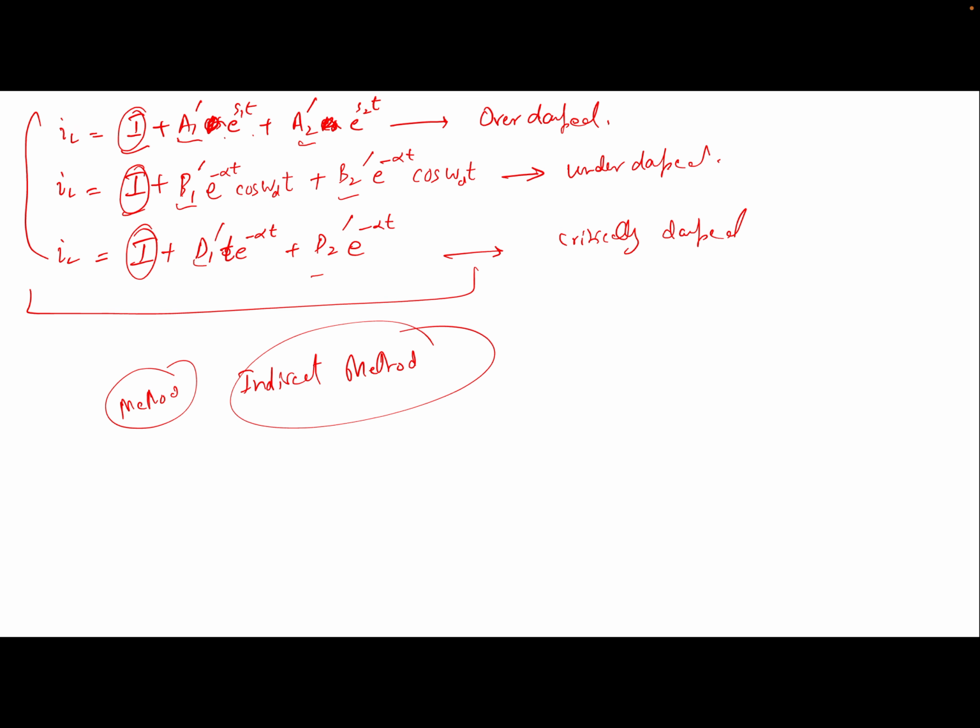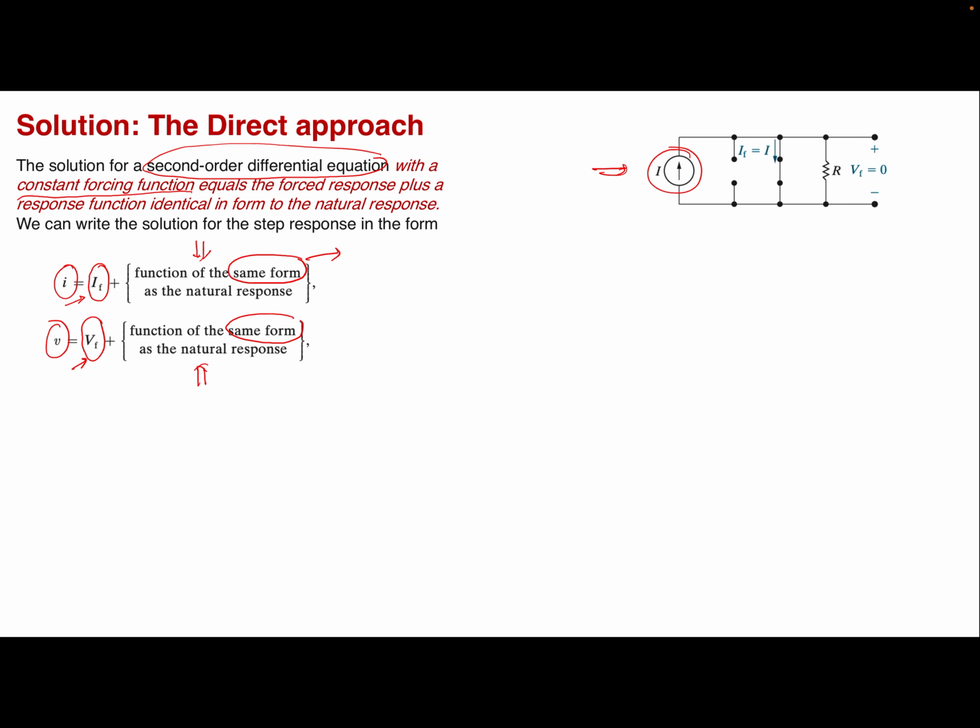So you're still going to have e raised to the power s1t multiplied with a constant, e raised to the power s2t multiplied with a constant. These expressions are exactly the same. So the form is the same, however your constants are different. So you can have the same form but with different constants.